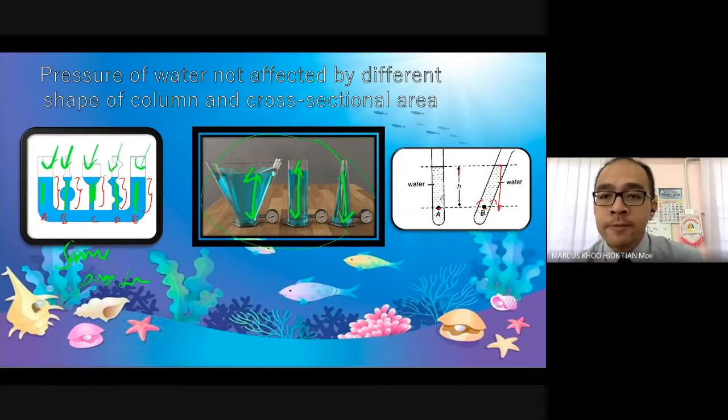The third one, in this situation it is also the same. If you notice this test tube, it stands upright like this. Then if we tilt it like this, we find that the pressure experienced is the same because the height is the same. So it doesn't matter whether you keep it straight or tilted, as long as the height of the water is the same, the pressure of the water will be the same throughout.